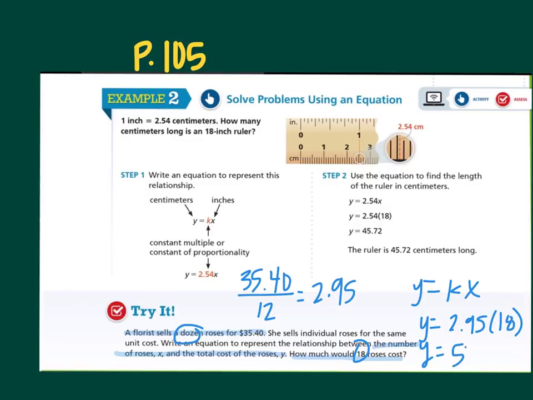So we got 53.1. So if you write that as money, that would be $53.10.